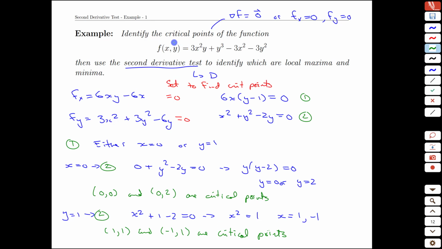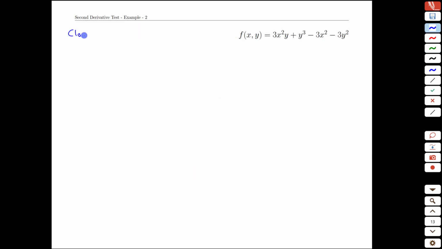And that is the first part of our question. We've identified all of the critical points. Our next step is to classify the critical points using the second derivative test.